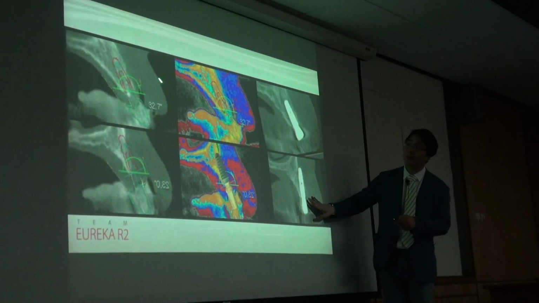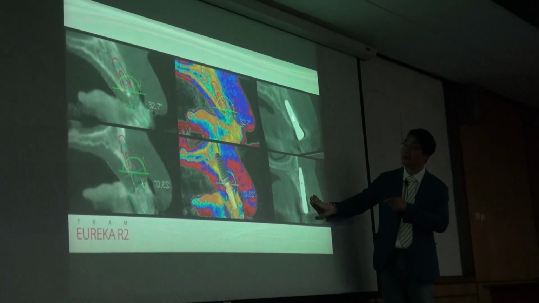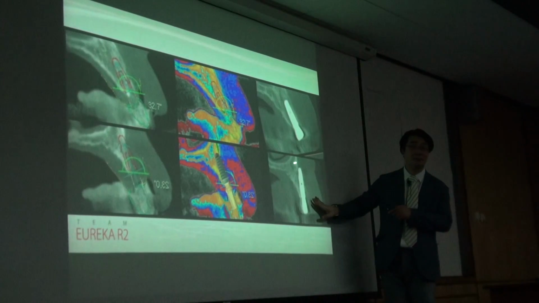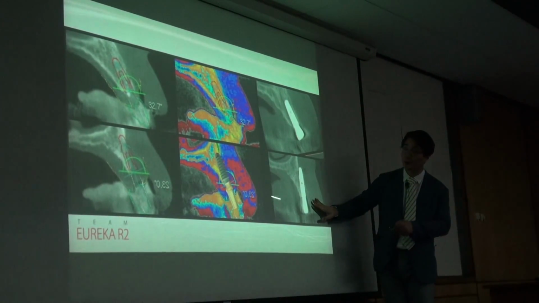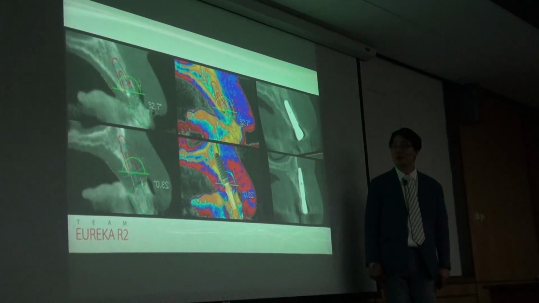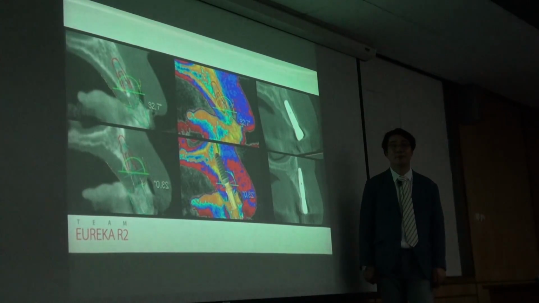Okay, this is the healed side. So almost the same as the virtual planning stage, right? But this is the extraction socket side, totally different. I may give an explanation. I have experience of that as well.